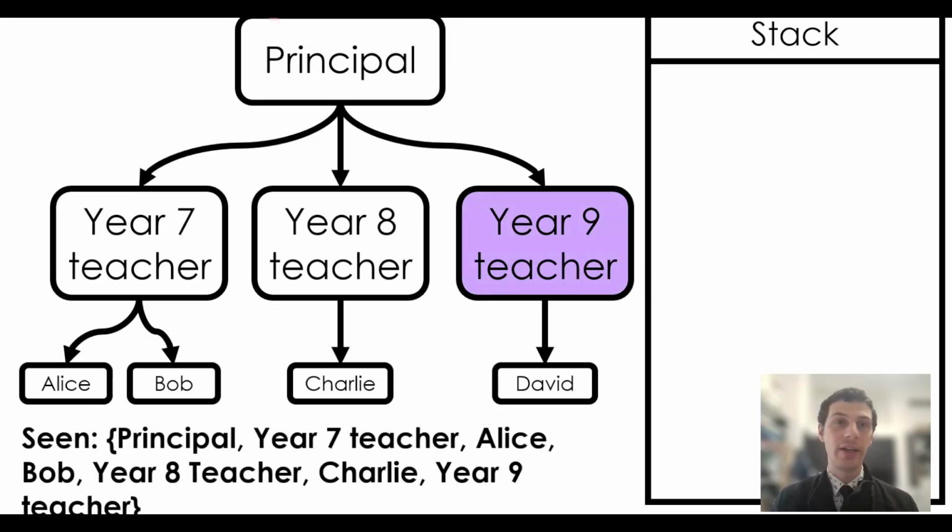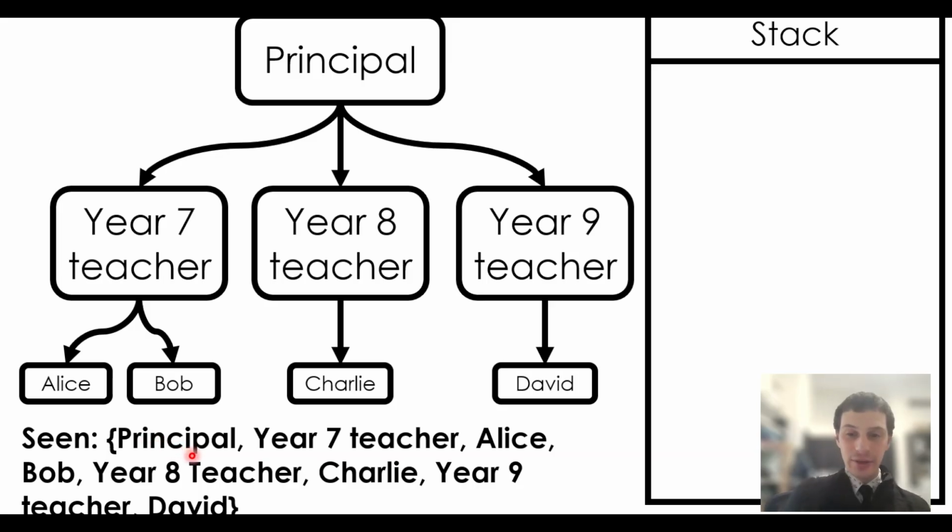Pop. So currently the node that I'm looking at right now is Year 9 teacher. I'll add that to the set of things that I've seen. Go through each of the children, of which there is only one. Push onto the stack. All right, ready to pop the next thing off the stack, which is David. The current thing I'm looking at is David. Add that to the set of things I've seen. Go through all the children and add them to the stack. Well, David has no children, so nothing to add to the stack. And then the stack is empty, so I am done.